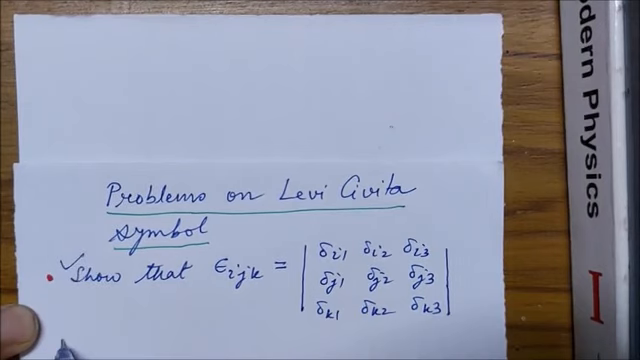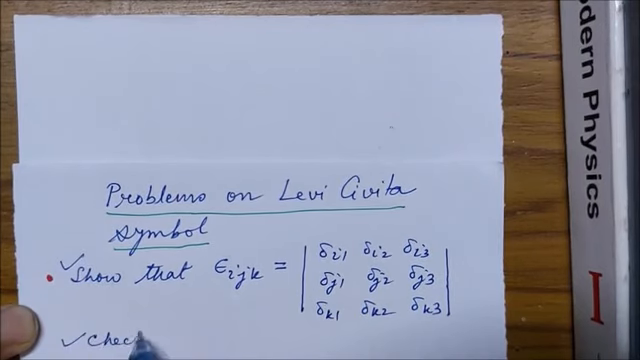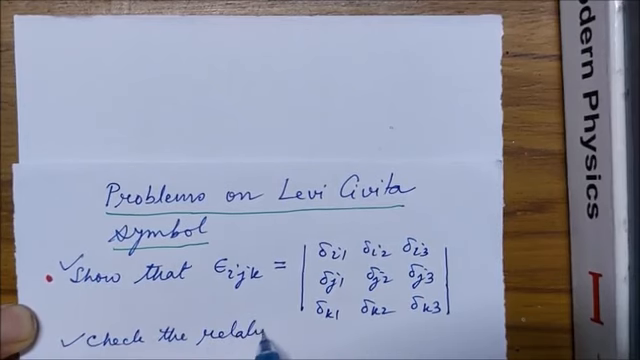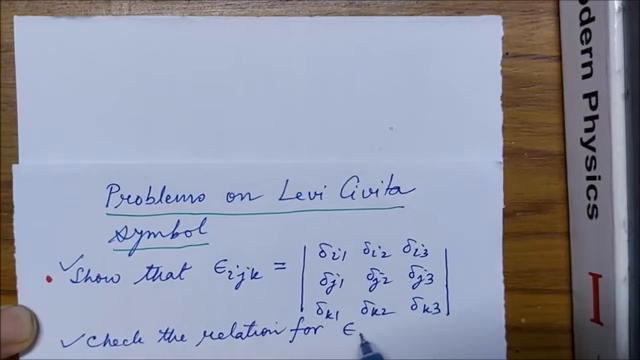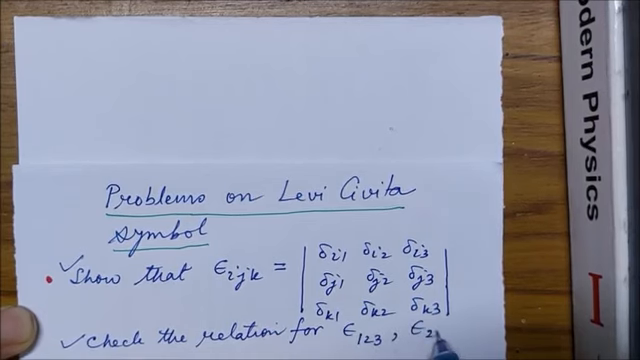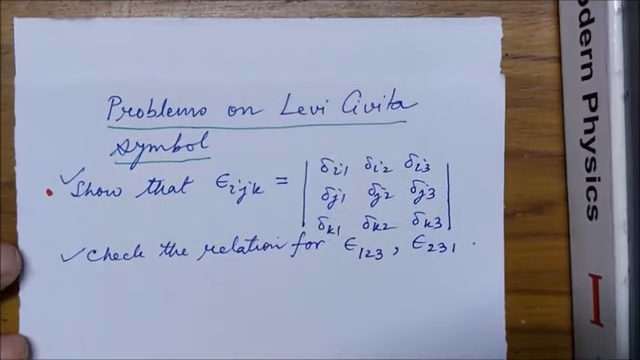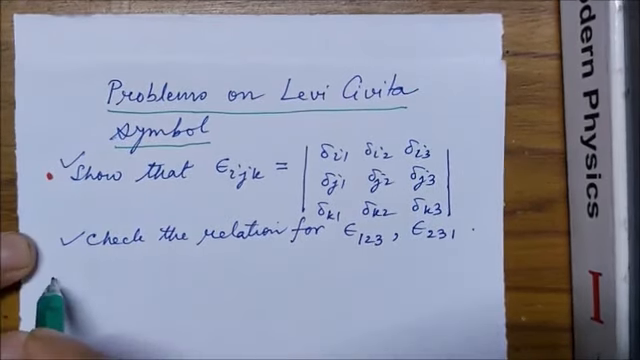The second problem is to check the relation for epsilon 1, 2, 3 and epsilon 2, 3, 1. Let us go to the solution part.